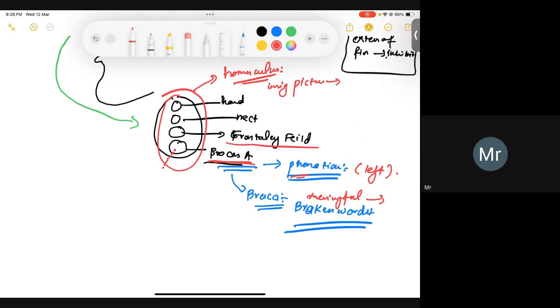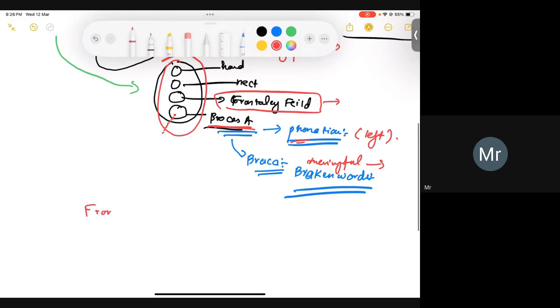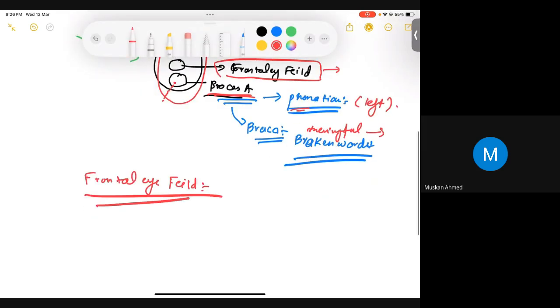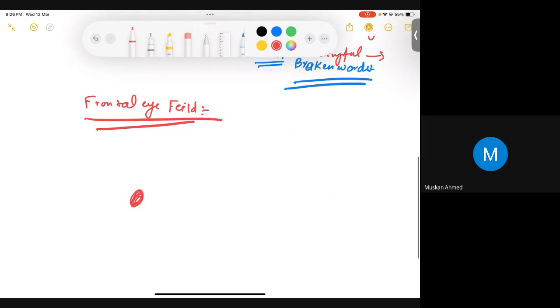Okay, perfect. Then on the homunculus, we have another field which is known as the frontal eye field. What is the frontal eye field? Does anyone know? I think it is associated with primary eye movement. Okay, eye movement. For example, if I have your right side and your left side, and let's suppose I am stimulating the right-sided frontal eye field, what do you think will happen to your eyes? Where would they look?